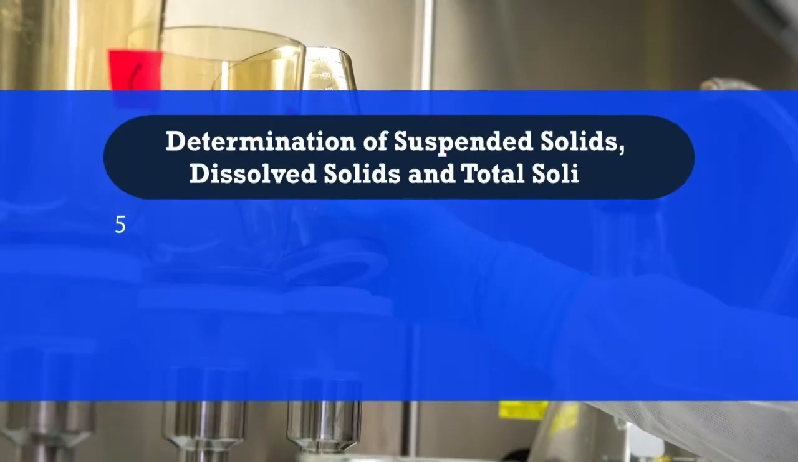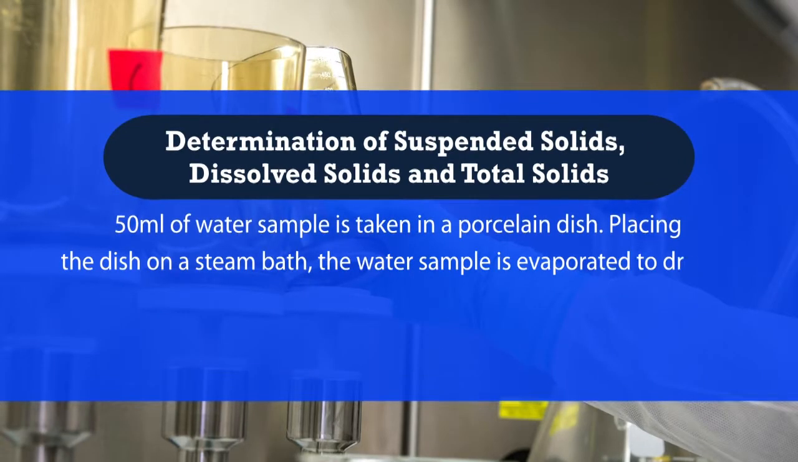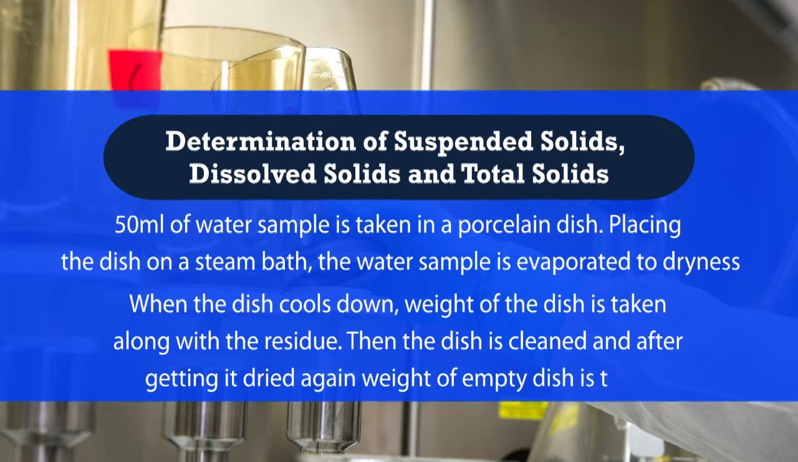Now, determination of suspended solids, dissolved solids and total solids. 50 ml of water sample is taken in a porcelain dish. Placing the dish on a steam bath, the water sample is evaporated to dryness. When the dish cools down, weight of the dish is taken along with the residue.